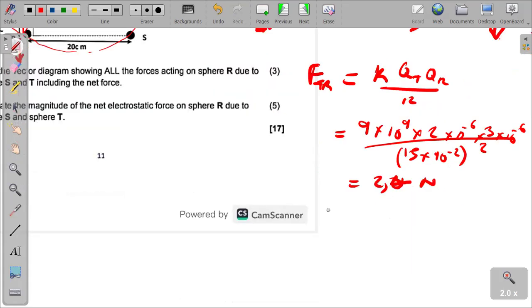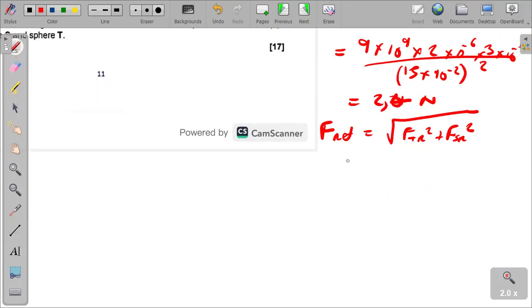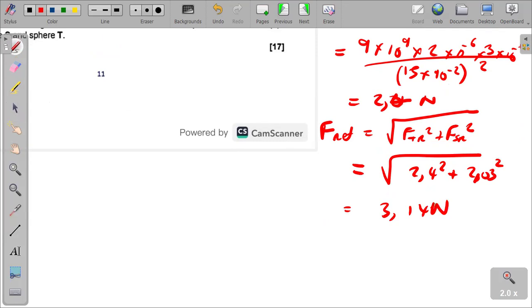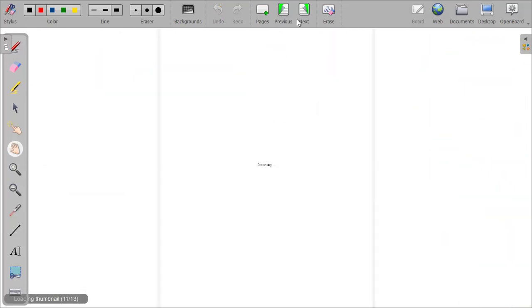Newton. F net is equal to the square root of FTR squared plus FSR squared, right, using Pythagoras. So that's what we do for point charges in 2 dimensions, right? So that's the square root of 2.4 squared plus 2.03 that we had calculated the other time squared, and that gives us 3.14 Newton, right? That's our force there, F net. We have calculated it, right? So that's F net for us. Let's go to question number 7.